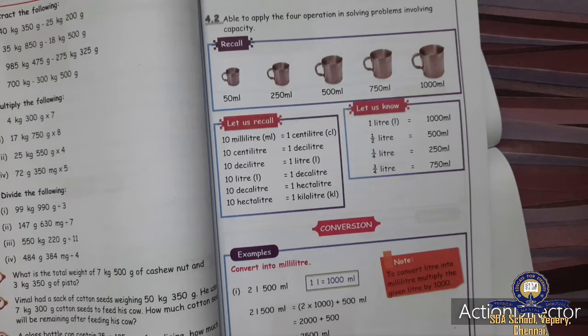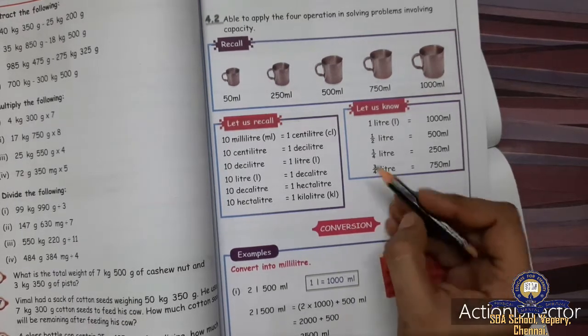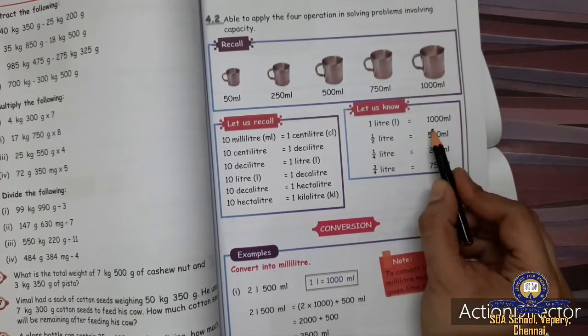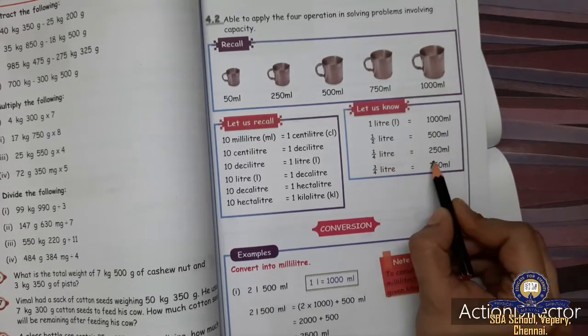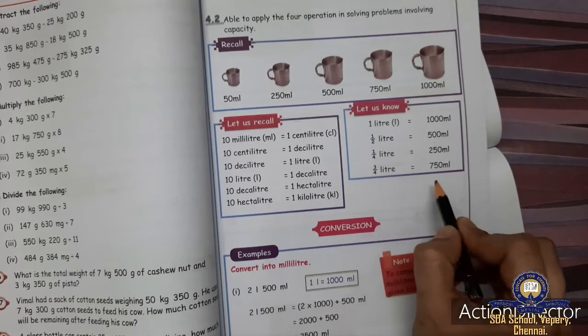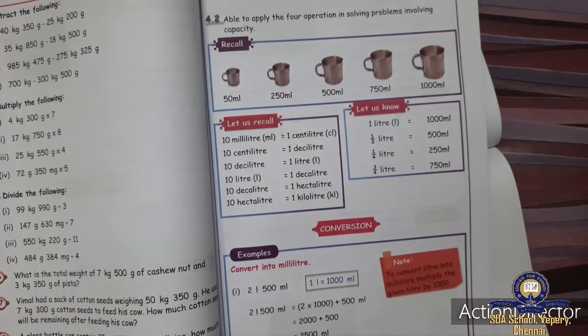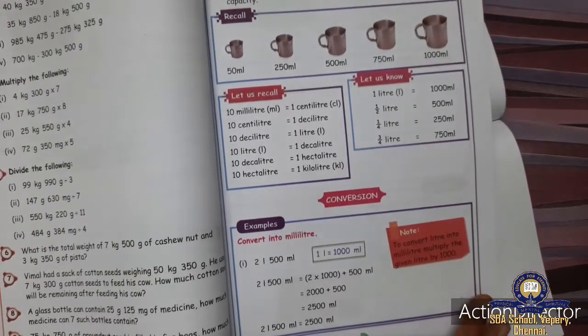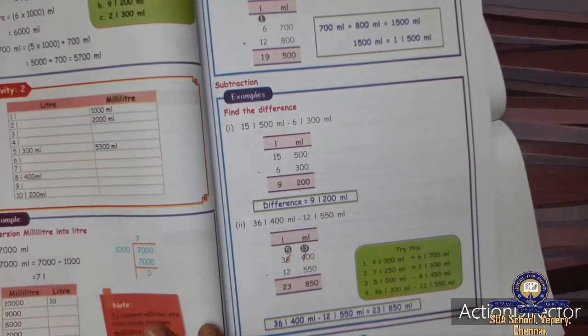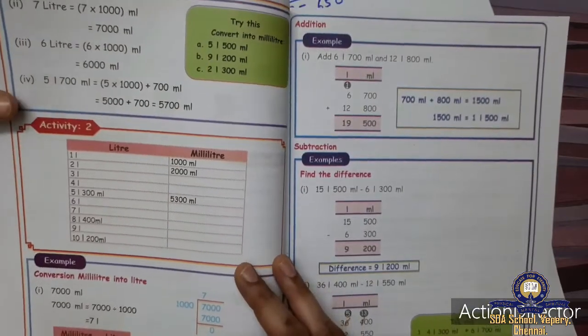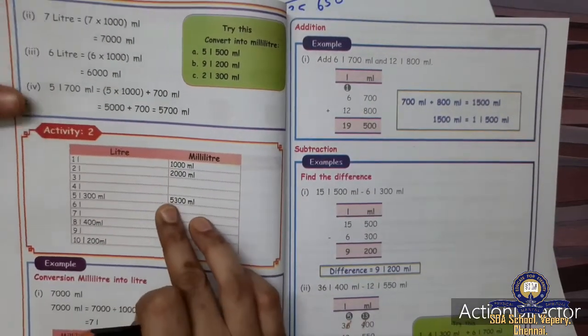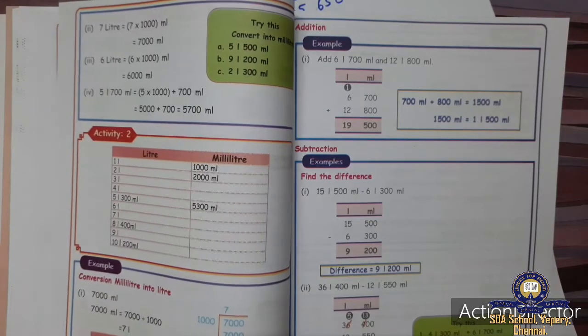Okay, this is how we will do. All the conversion, everything will be similar to the weight. So here 1 liter is equal to 1000 milliliter, half liter is 500 milliliter, 1 by 4 liter is 250 milliliter, and 3 by 4 liter is equal to 750 milliliter. Okay, so we shall learn some conversions now. Before that we shall do this exercise, page number 34, activity 2.